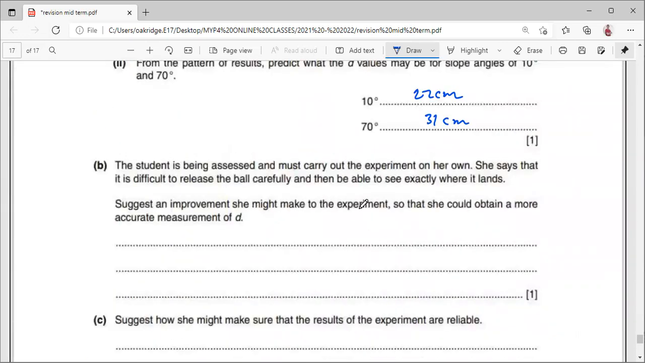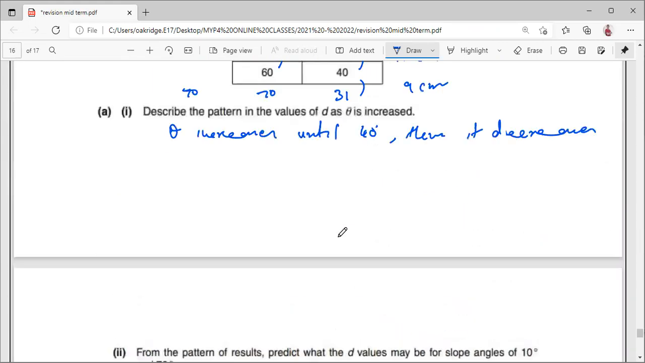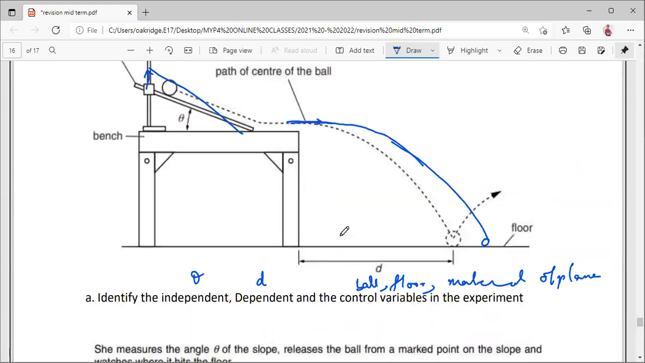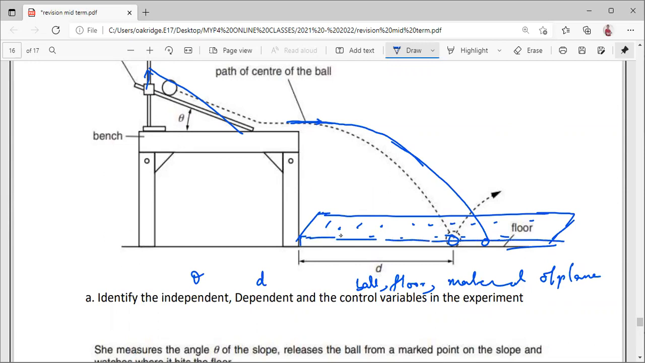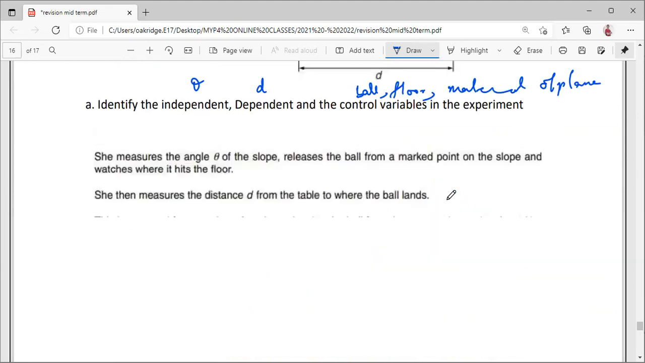Suggest an improvement that she might make to the experiment so that she could obtain a more accurate measurement of D. So how does she get a correct value here? What you can do is you can put a sand floor over here. Sprinkle some amount of sand here, and the moment the ball comes and falls over here. You can also use a thick bed of sand over here. When I use a thick bed of sand, wherever it falls, it produces an impression. That impression could be used further to calculate the distance, right? So this could be used.